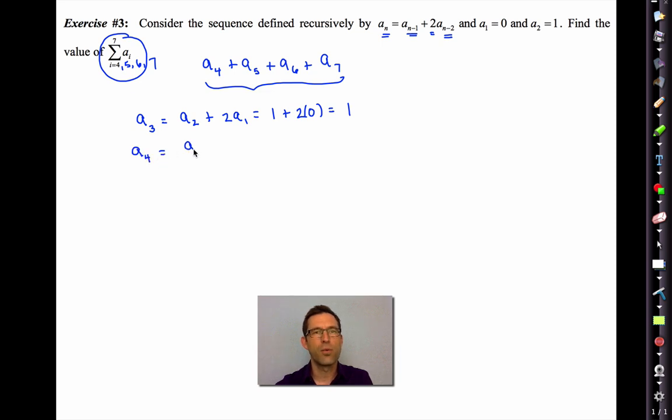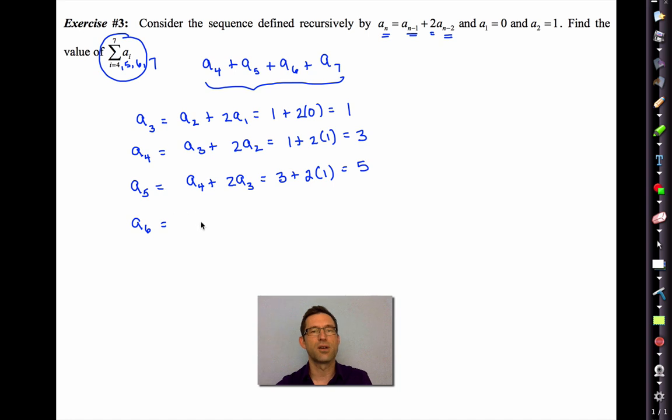A4, on the other hand, will be A3 plus 2 times A2. A3 is 1. A2 is 1, but I have to multiply it by 2, so that'll give me A4 is 3. A5 is A4 plus 2 times A3. So that's going to be 3 plus 2 times 1. That's going to give me 5.